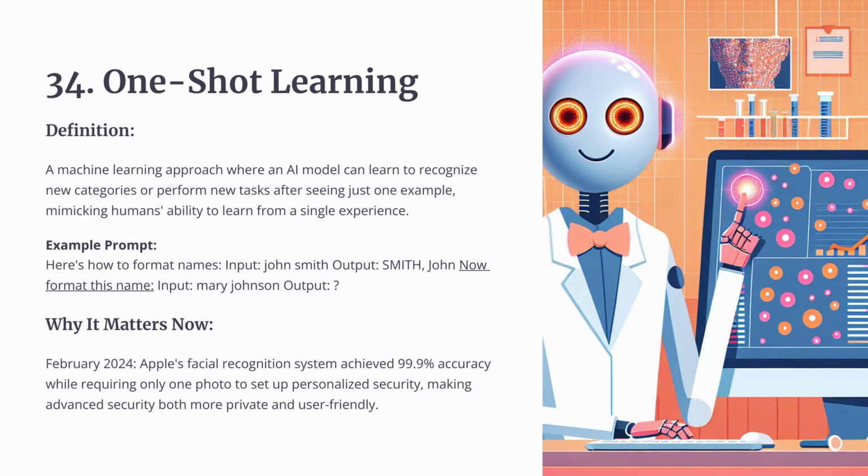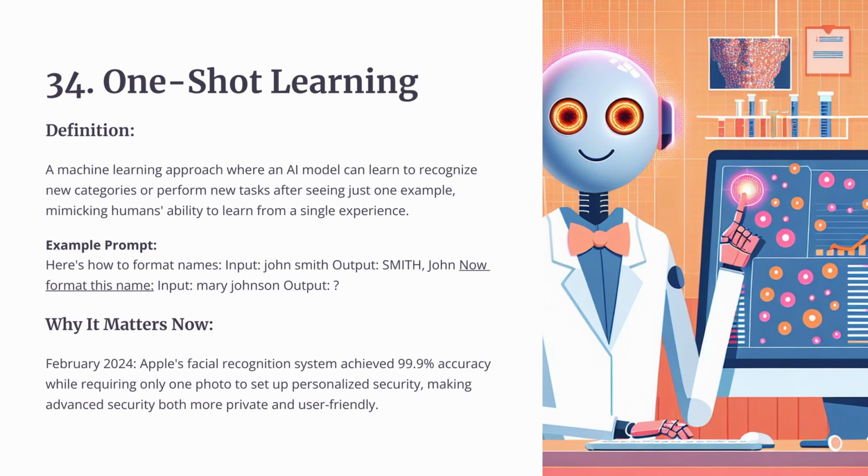One shot learning is a machine learning approach where an AI model can learn to recognize new categories or perform new tasks after seeing just one example, mimicking humans' ability to learn from a single experience. Think about meeting someone new. You can recognize them again after seeing them just once. That's exactly what one shot learning enables AI to do. It's like the difference between a child who needs to see dozens of horses to recognize one and an adult who can identify a new animal species after seeing just one picture. Apple's breakthrough in facial recognition shows why this matters in our daily lives.